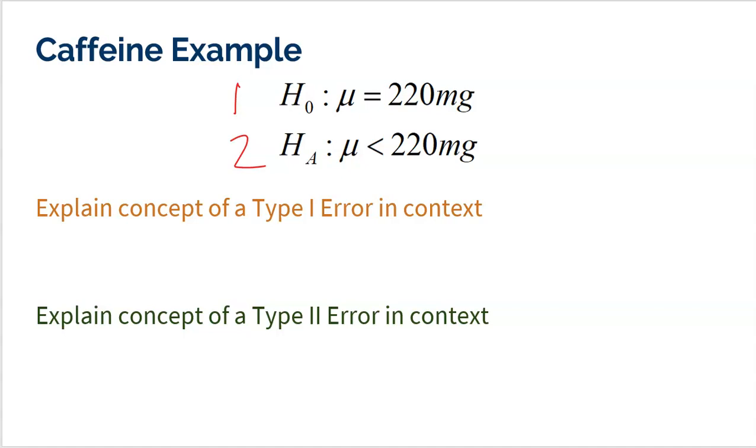So in type 1 error, I'm trying to fix a problem that doesn't exist. Obviously, that's a problem, but hey, at least I'm not lying to my customers. A type 2 error is that there really is a problem. It really is less than 220, but I don't see that. So make sure that in any given problem you can describe those things.